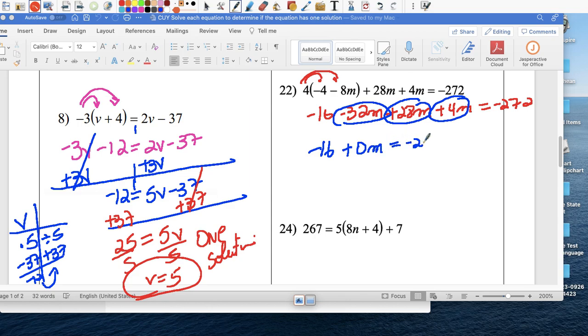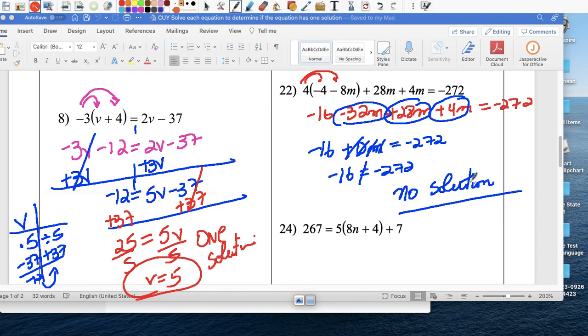Equals negative 72. And obviously 0 times m is just 0, so we end up having negative 16 equals negative 72. Right, because that's just 0. Is that a true statement? No, it's not. So I take it back. This is a no solution.